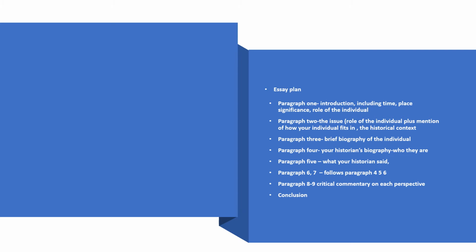Paragraph 2 is the issue and the historical context. Paragraph 3 is a brief biography of the individual or of the famous person. Paragraph 4, you talk about the first historian and you talk about who they are. Paragraph 5, you talk about what the first historian said about your famous person. Paragraph 6 and 7, you do the same thing as you do in paragraph 4 and 5 with another historian. And then paragraph 8 and 9, you compare the two historians, and then you write a conclusion.